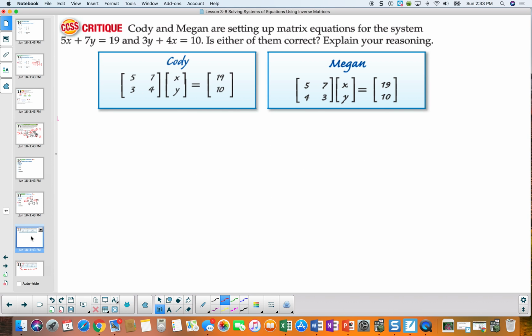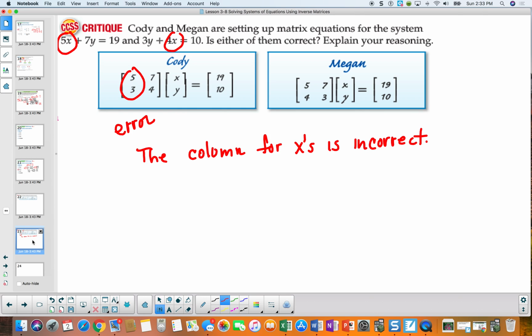Okay, let's take a look and pause and see if you can figure out who's correct. And here, Cody is the one who has the error. This represents our x, and this represents our x, which is not true. Our x should have been a 4.